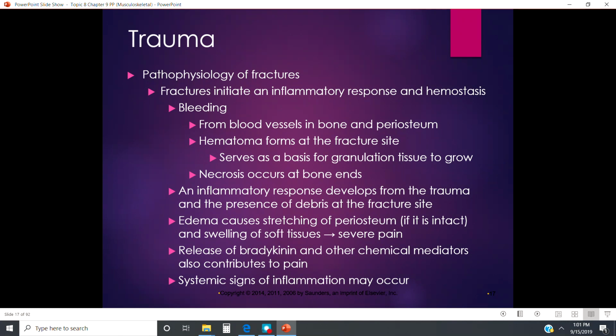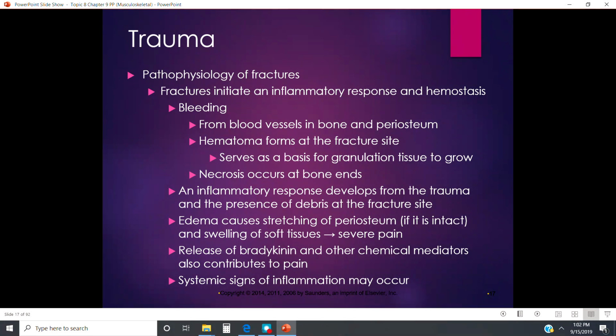So as there's bleeding into the fracture site, give this word a little highlight right here. A hematoma forms. Hema means blood, and oma means tumor. So there's actually a tumor of blood in the fracture site, but that's important because that's going to serve as a basis for new tissue to grow. We call this tissue granulation tissue. Right? So we need to have this bleeding into the fracture site.